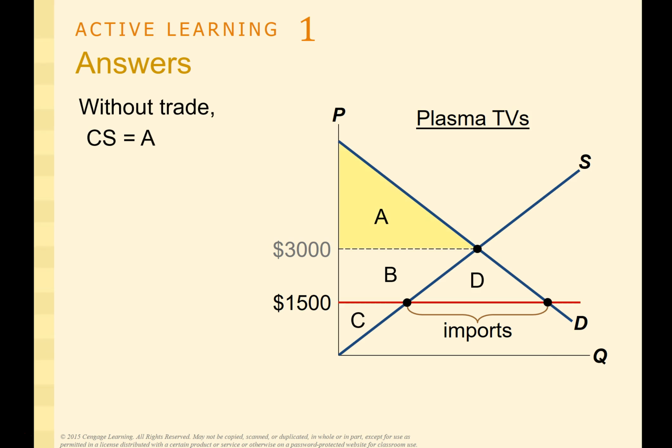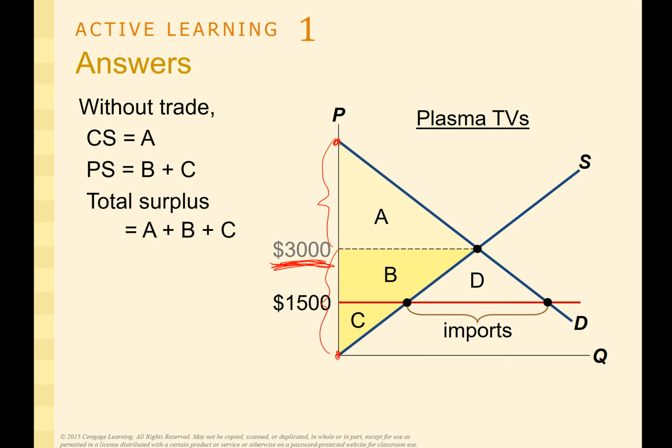Now, as far as finding consumer surplus without trade, consumer surplus is that difference between what people actually pay and what they would be willing to pay, as indicated by the top of the demand curve. So here is consumer surplus. And of course, this is without trade. This is just domestic production and consumption. The producer surplus without trade is going to be areas B and C. For the same reasons, it's the difference between what sellers actually receive and what they would be willing to sell it for, indicated by the bottom of that supply curve. So total surplus before trade is A, B, and C.